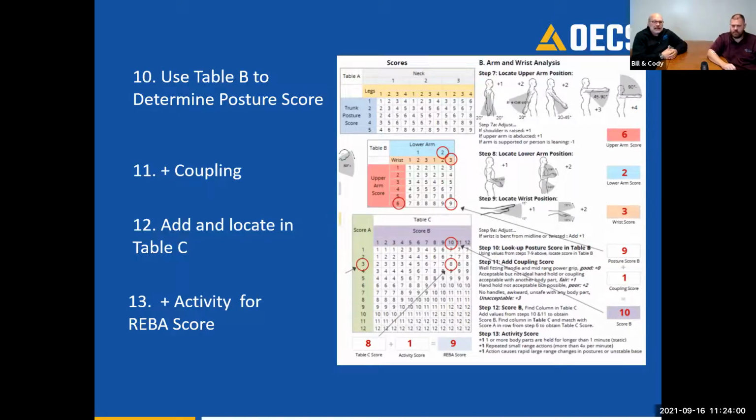Exactly. And so we get those 3 scores again that are colored that go into table B. You got it. So you've got the 2 for the lower arm, you've got the 3 for the wrist, and then you've got the 6 for the upper arm. So you're taking all 3 of those scores, and then you're just matching up where they lay out in the table. And that gives us a 9.